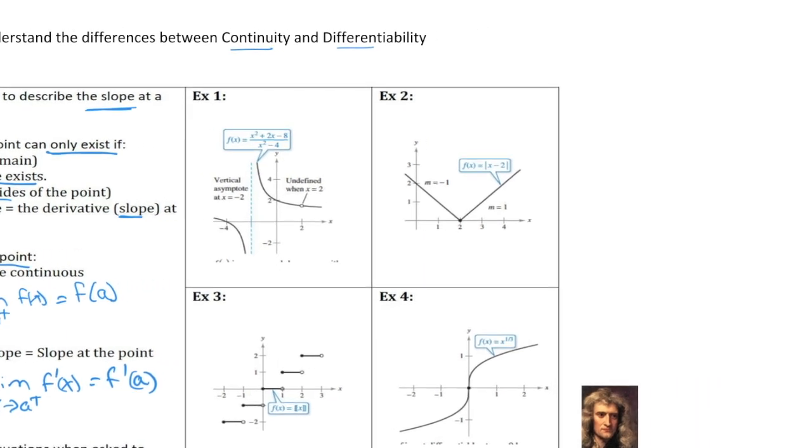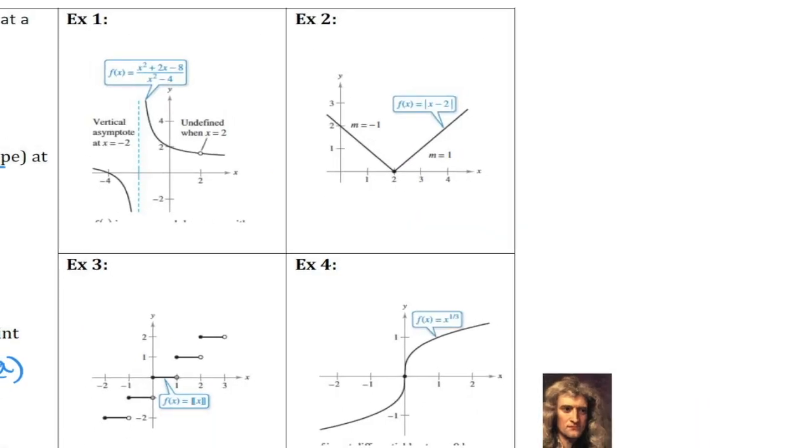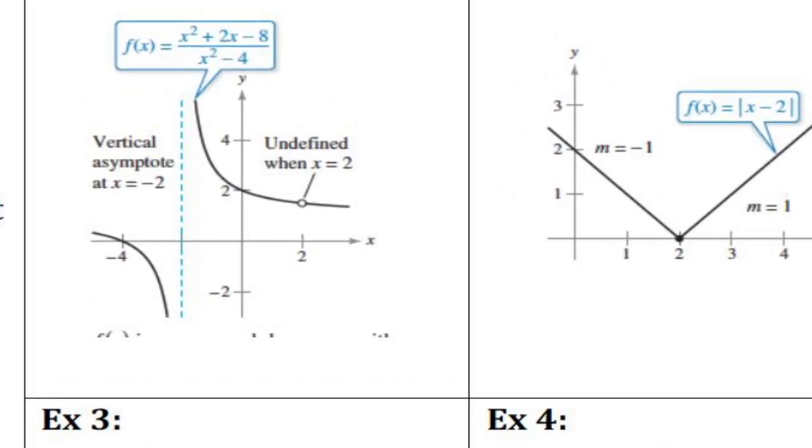Now, let's look at our 4 examples I have here. We're going to talk about where it's continuous and where the derivative does not exist, or does exist. Take a close look. For example 1, you should see a vertical asymptote at -2 and the function's undefined at 2. So we know that our function is continuous everywhere except for 2 places.